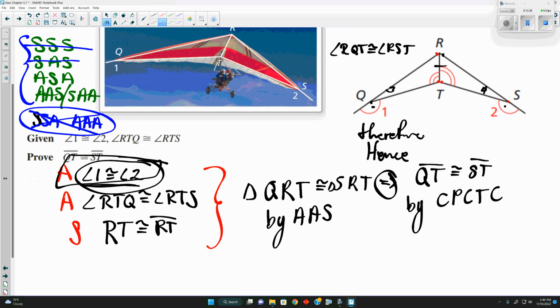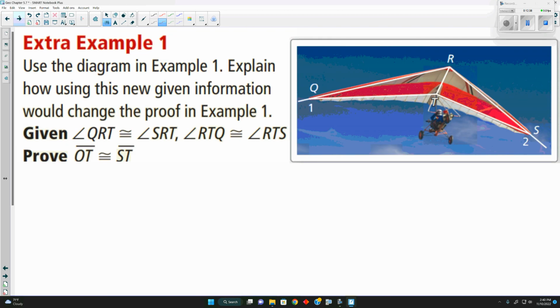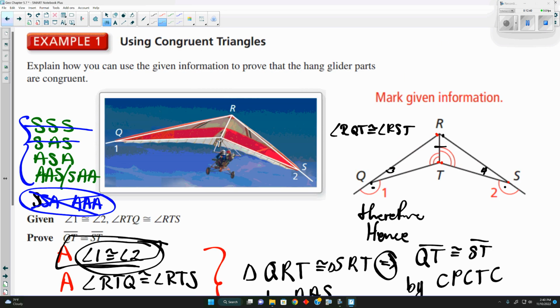Yes. Any other questions on this here? Yes. What did CPCTC stand for? Corresponding parts of congruent triangles are congruent. Questions on this here?